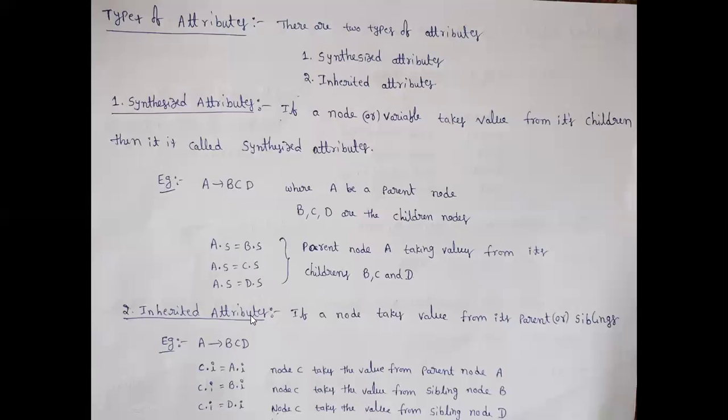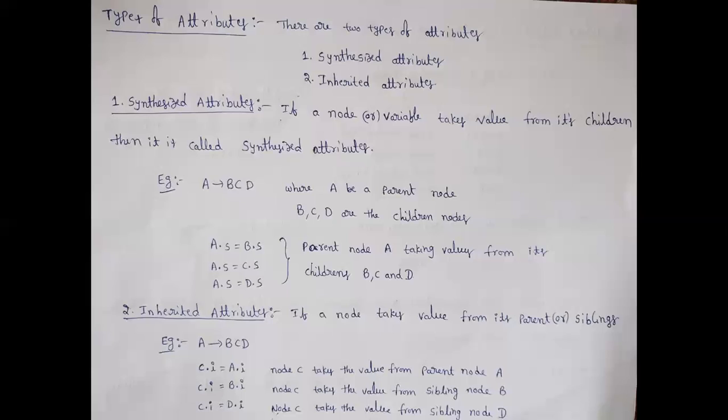So what is inherited attribute? If a node takes value from its parent or siblings. So what is parent and what is sibling? What is children? So for example, what is parent? Parent means, for example, the parent node, that is the root node, and what is children. So parent has some children.